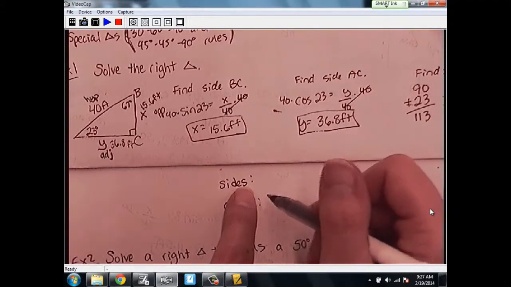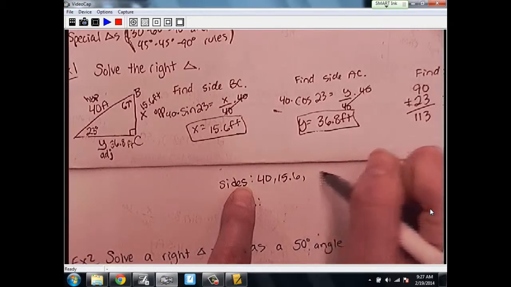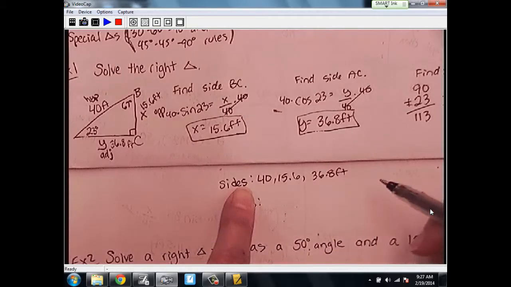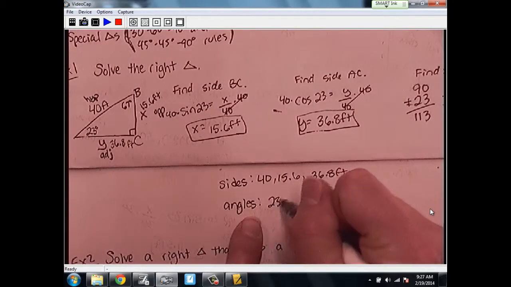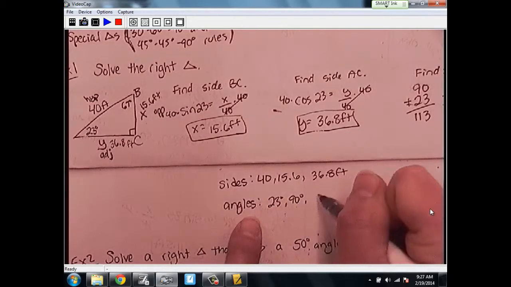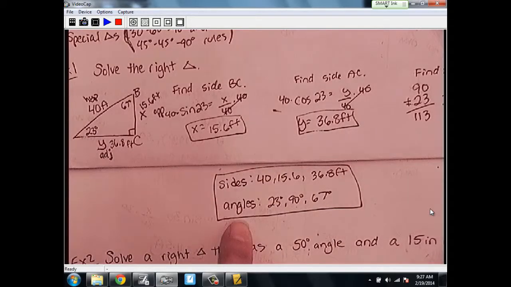So this is just kind of a check for us to clean it all up. What are my sides? I have 40, I have 15.6, and I have 36.8 feet. I know all 3 sides, so our sides are good. How about the angles? We have 23 degrees, we have 90 degrees, and we just found the other one is 67 degrees. All 3 sides, all 3 angles, we solved it. There's nothing else you could find on that triangle. You could find the area, you could find perimeter, but we know everything about that triangle now.